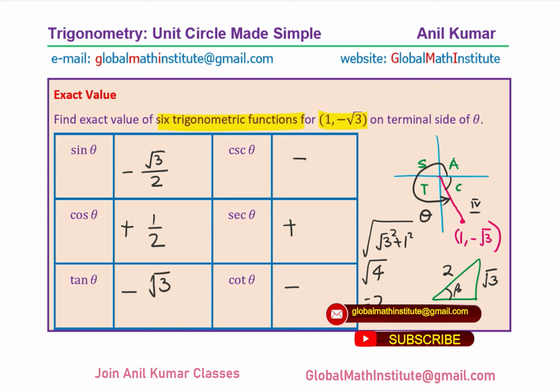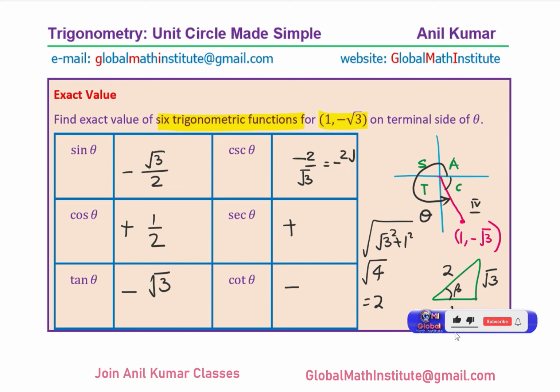The reciprocal of these will be, for cosecant, negative 2 over square root 3. Now it is a good idea to always rationalize and then write down this answer. So I'll rather write it as negative 2 square root 3 over 3. Get the idea, right? Secant will be 2 and cotangent, which is 1 over square root 3 negative, will now be negative square root 3 over 3. So rationalize while writing your answer.